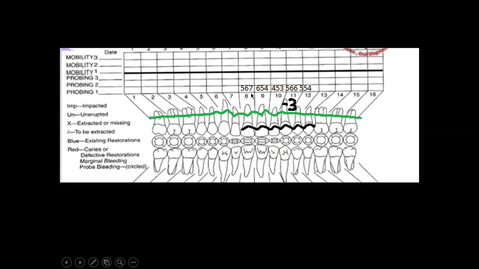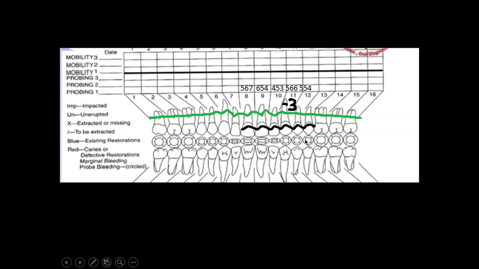But here we have a 7 millimeter pocket, yes, but it's not the real pocket. This is called a pseudo pocket because we have an amount of gingival enlargement of 3. So we will write minus 3 to know the attachment loss here. So the attachment loss here is 7 minus 3 equals 4.